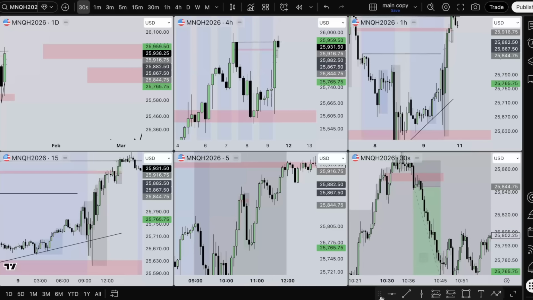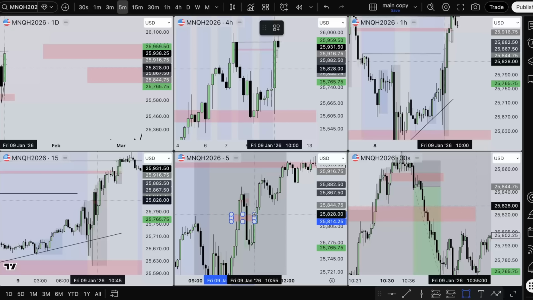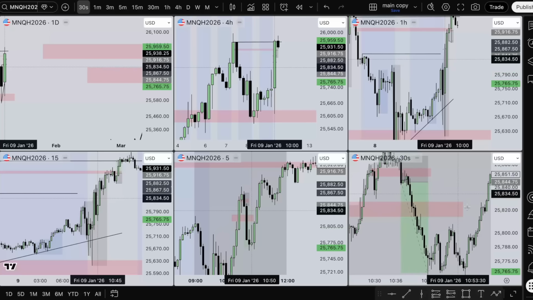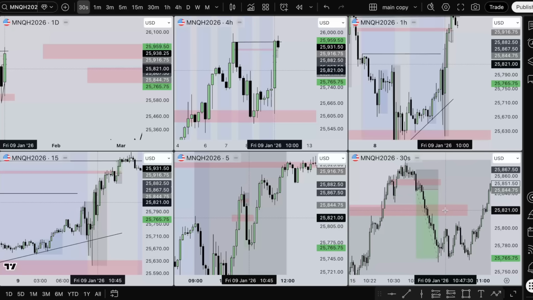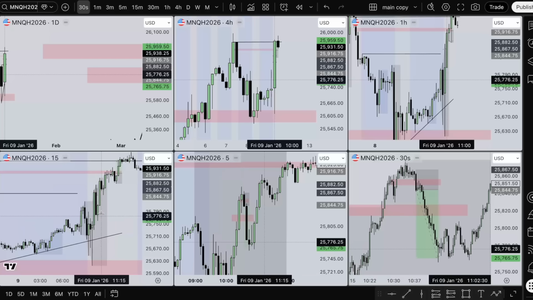And my draw on liquidity, the first draw, this was basically a scalp. That was my first draw. That was sort of like a 1 hour trade there, but I took off like 50% here, and then I let the rest of it run until it reached the 15-minute fair value gap.